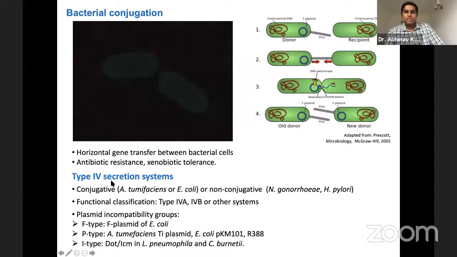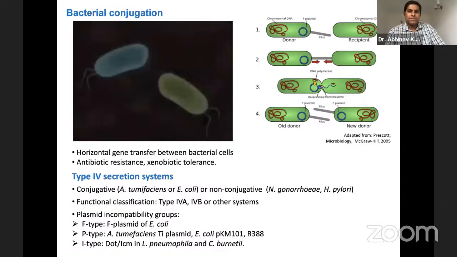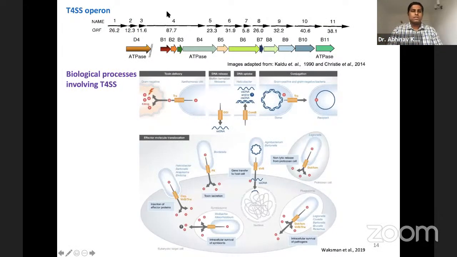So a type 4 secretion system can be a conjugative or a non-conjugative one, and it can also be classified on other levels, which is incompatibility groups and other things. So most of the genes for this secretion system lie together in an operon, which here, for example, in this E. coli case has around 15 genes, 11 of them in one operon, the other in another operon, and then there are a few more. But there are three ATPases which are involved, which power the whole system to transfer the DNA. So B4, B11, and D4. And as I just told you, the type 4 secretion systems are involved in a wide variety of other actions, some of which are well studied, some of which are still being characterized.